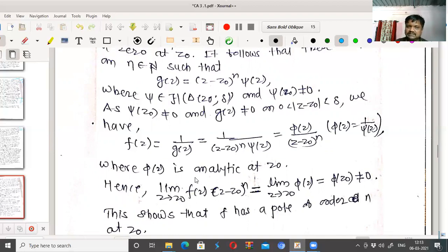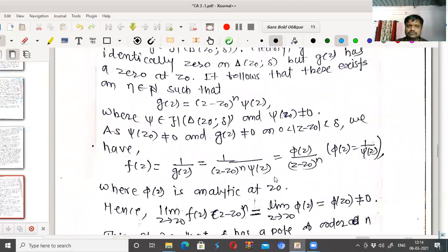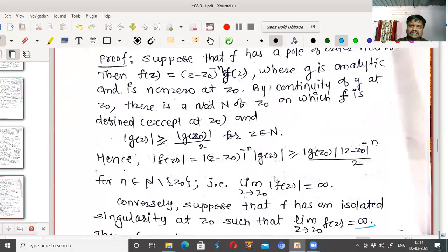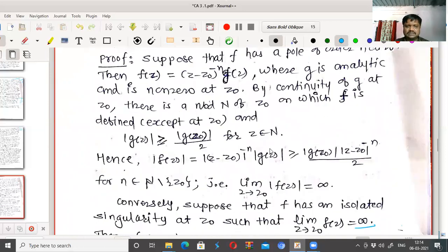Therefore, this implies it has a pole of order n. This shows that f has a pole of order n at z0. So this is again an important result. The result says that an isolated singularity is a pole if and only if the limit as z tends to z0 of f(z) is infinity, isn't it? It is infinity.